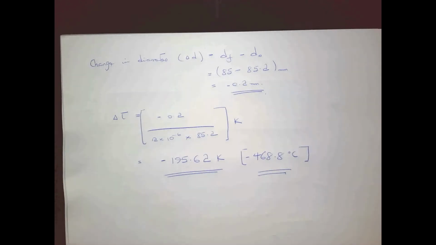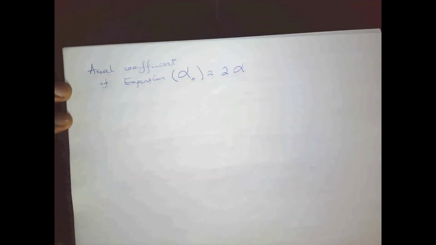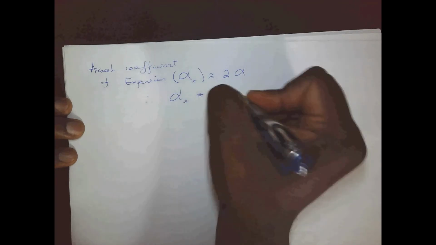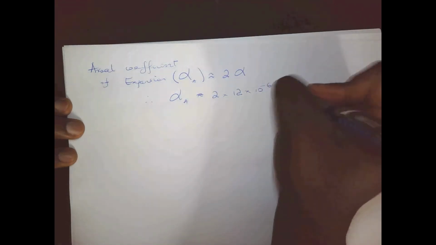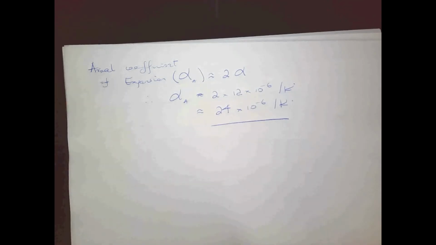Alternatively, my preference would be to work this out on the basis of the areal span, the cross-sectional area. It's more or less up to you how you want to go about working through this problem. So alternatively, we can calculate this on the basis of the areal span. To do this, the areal coefficient of expansion, let's call this alpha A, is approximately equal to twice the linear coefficient. So alpha A is approximately 2 times 12 times 10 to the power minus 6 per Kelvin, which is equal to 24 times 10 to the power minus 6 per Kelvin.